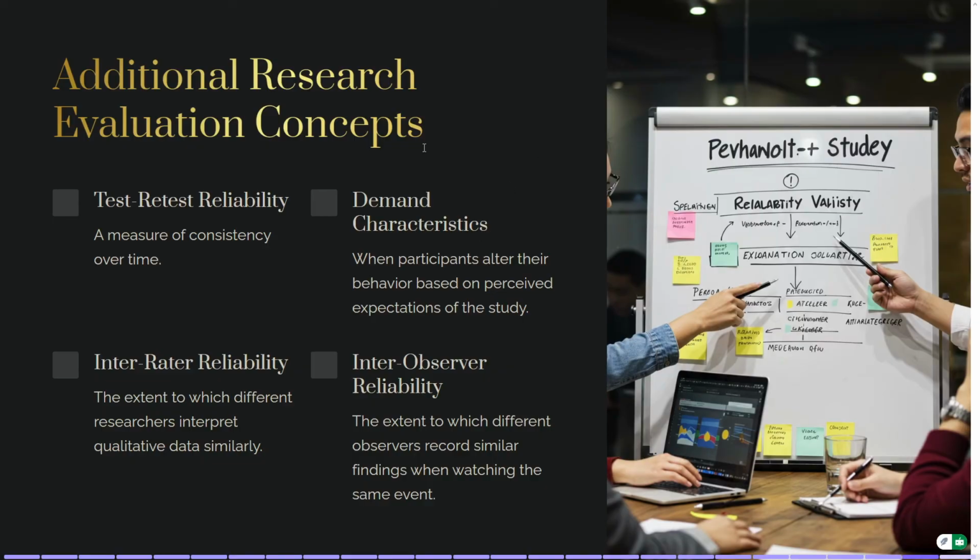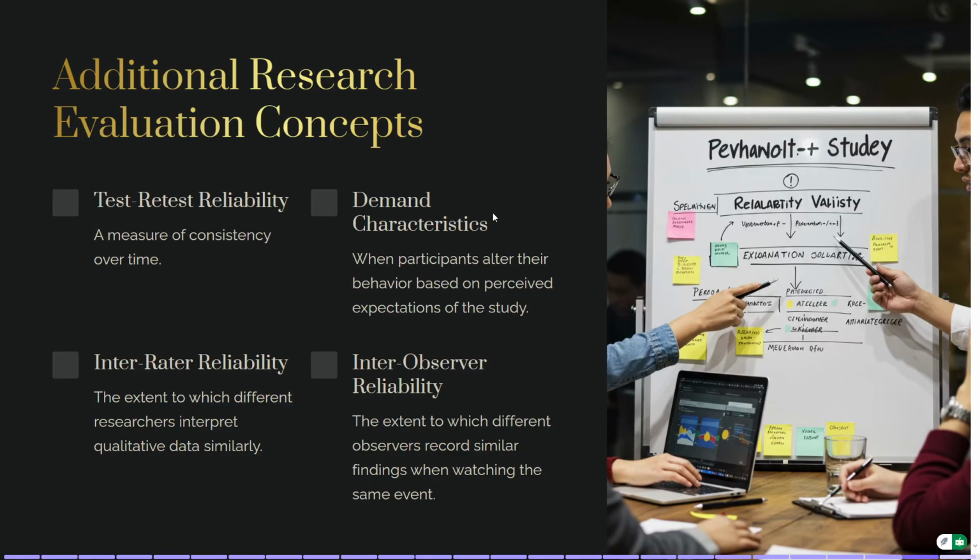Okay, so additional evaluation concept, test-retest reliability. This is a measure of consistency over time. When you test and you test again, if the study is consistent, then it has test-retest reliability. Another one is inter-rater reliability. This is when you have two people that are observing the behavior. Let's say, for example, they are recording the behavior and both of them agree that what I've recorded is the same thing you also recorded. That means there is inter-rater reliability.